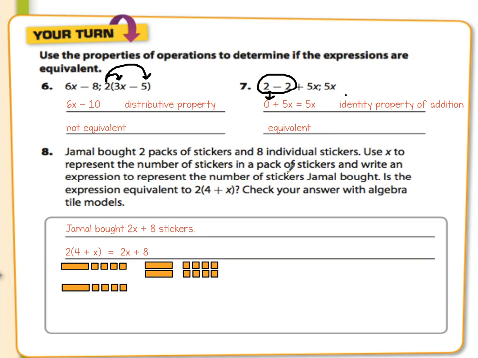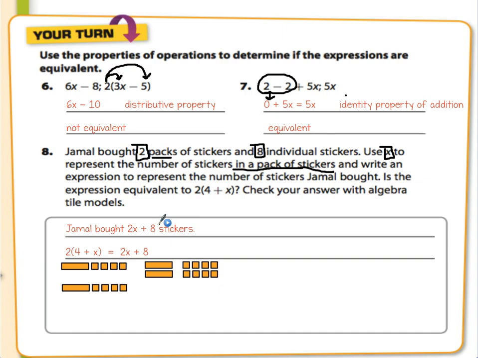So now if you look at number 8, Jamal bought 2 packs of stickers and 8 individual stickers. So 2 packs of stickers, and we're going to use X to represent the number of stickers in a pack, and we're going to write an expression to represent the number of stickers Jamal bought. So if he bought 2 packs with X amount in each, plus the 8 extra stickers, there's your expression.